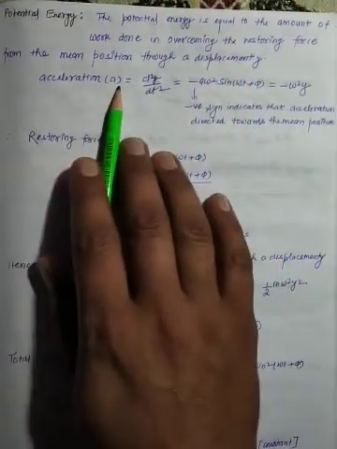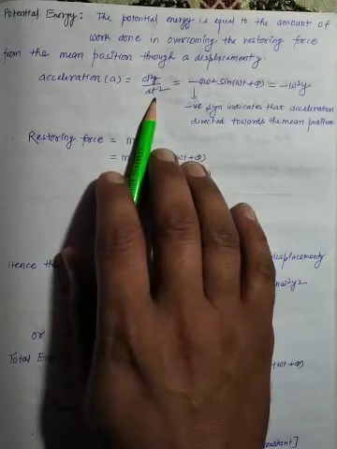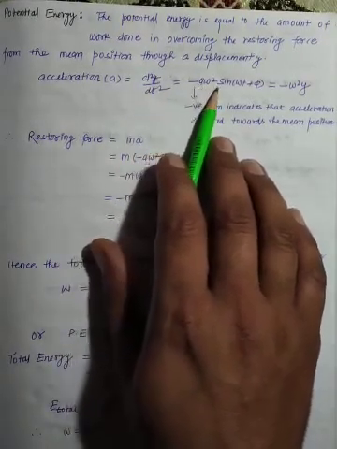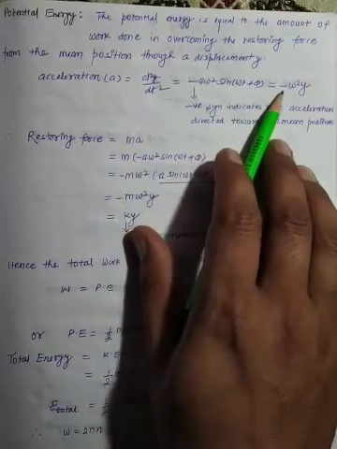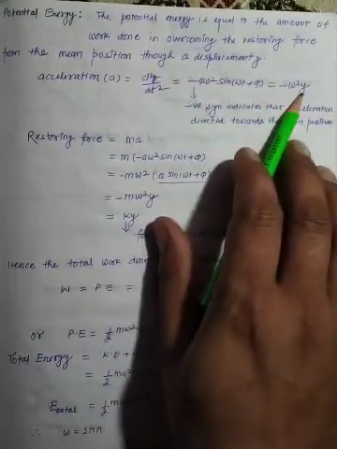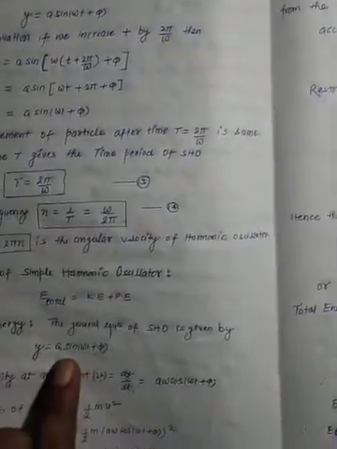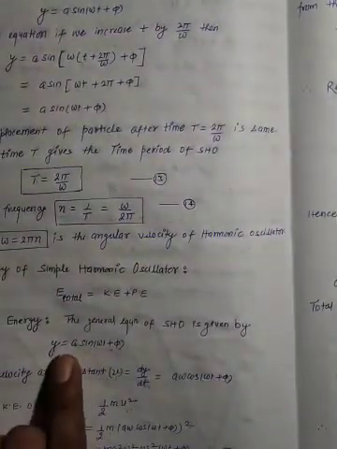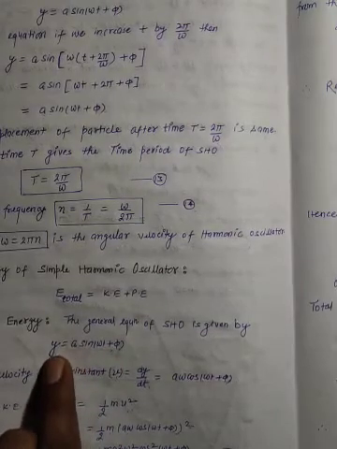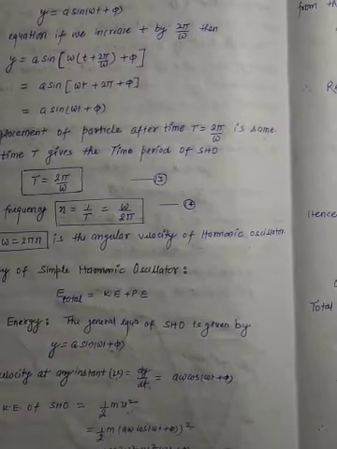So the acceleration of the particle, you know that acceleration is the double time derivative of displacement, equals minus aω² sin(ωt + φ), and can be written as minus ω²y. Why can it be written as ω²y? Because y equals a sin(ωt + φ). Only look at this quantity. So look at here.